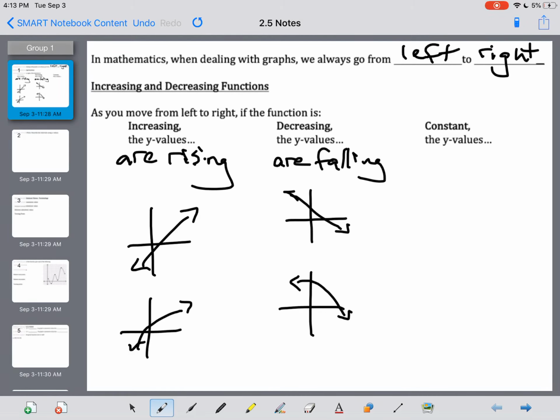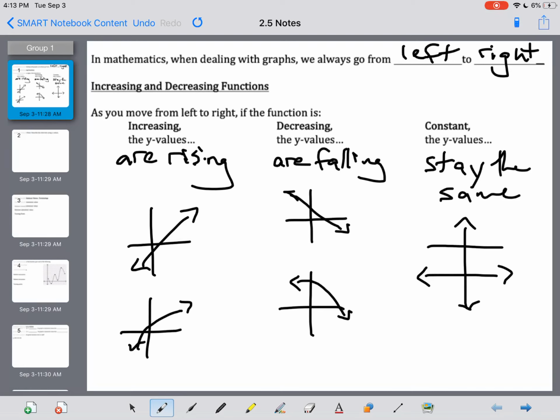Last one, we could have a constant piece of a graph. And I should mention, an entire graph doesn't have to be increasing or decreasing or constant. We'll look at lots of graphs where just a portion is increasing, a portion is decreasing, maybe a portion of it is constant. So the y values stay the same if our function is constant. And there's really only one visual representation of that, if we just have a horizontal line. That would be our constant representation.